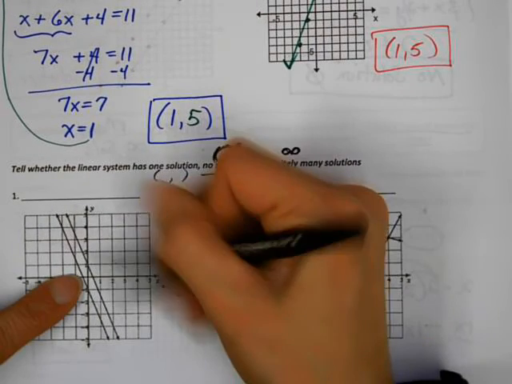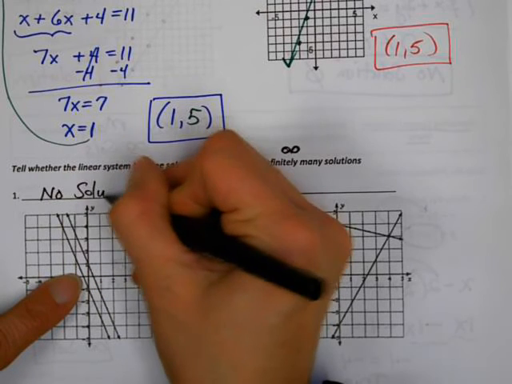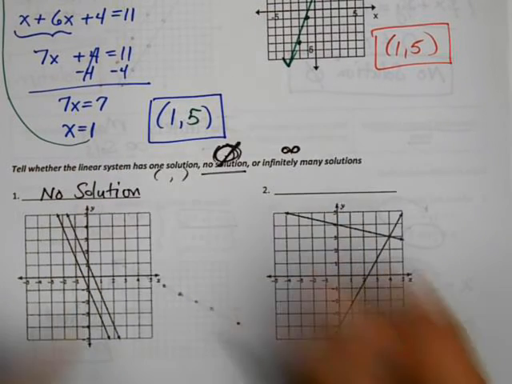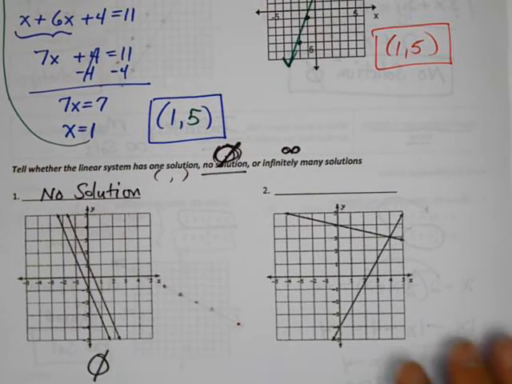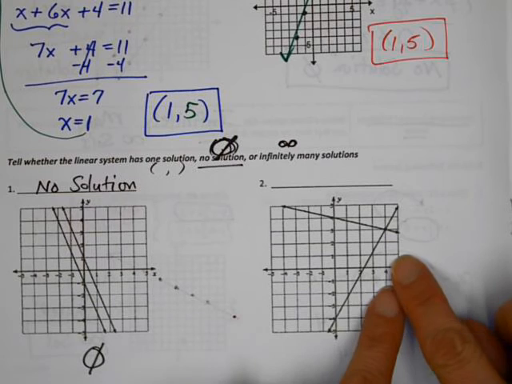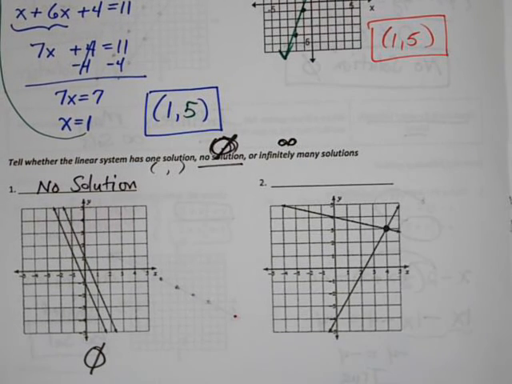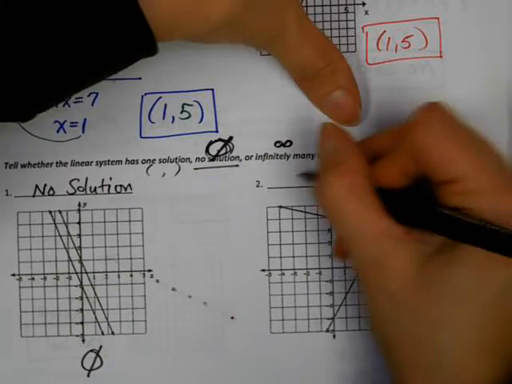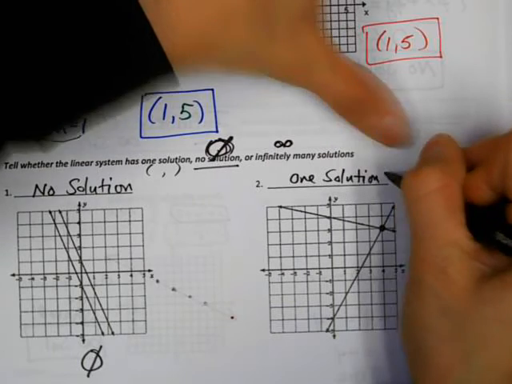I see parallel lines never touching, so this one's going to be no solution. Or if you like, you can write no solution with the math symbol. I see two lines here. They are intersecting just one time. Yes, that has a solution. It has one solution, and go ahead and tell what it is.